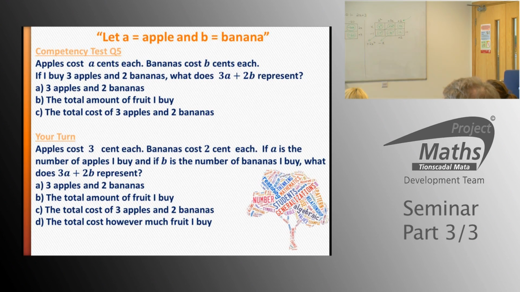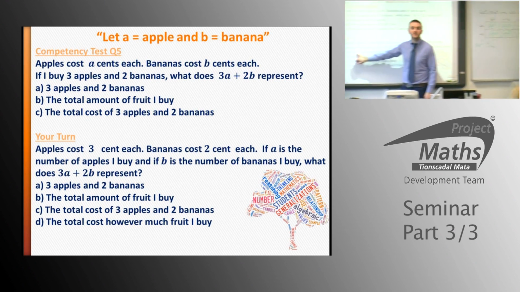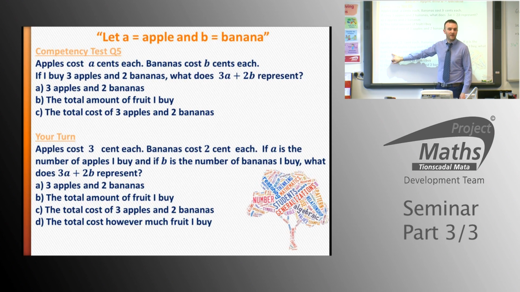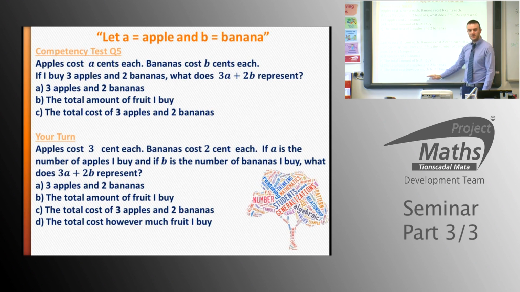So 2 each. Make sure you read this. So if the variable A is representing the number of apples I buy, then 3 times the number of apples I buy is the cost of the number of apples that I buy. And 2 multiplied by B is the cost of whatever number of bananas I buy. So the correct answer is D.